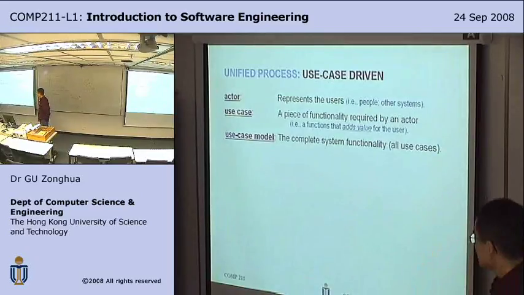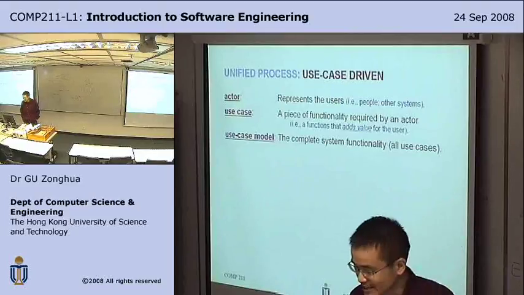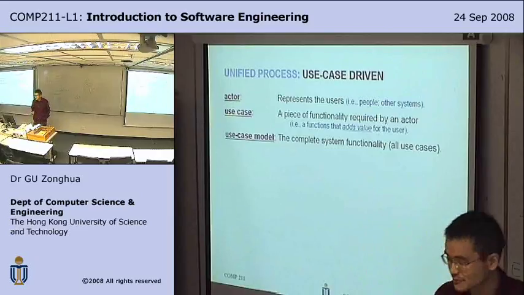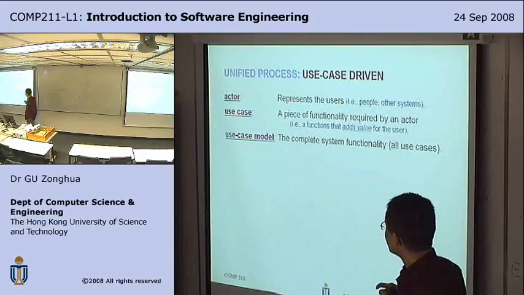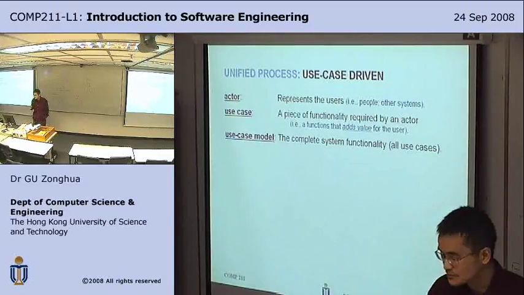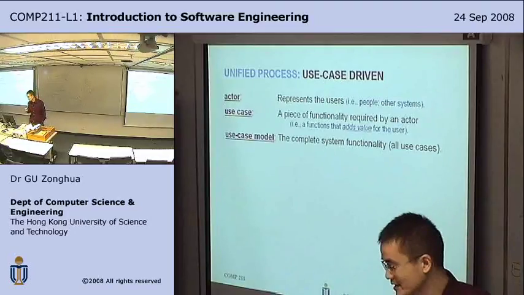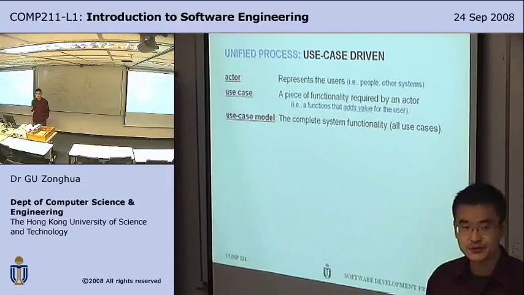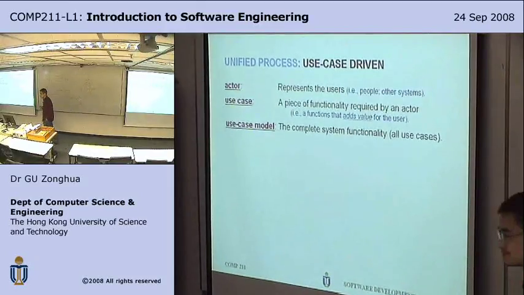So unified process is use case driven. What is a use case? A use case is a specific functionality of the system. An actor represents either the user or some other external system. A use case is a functionality required by a user, by an actor. It's a function that adds value for the user. That is the reason why you're developing the system in the first place.